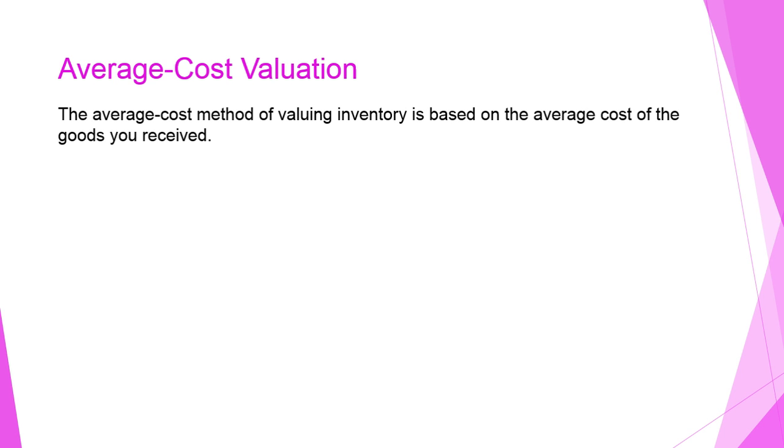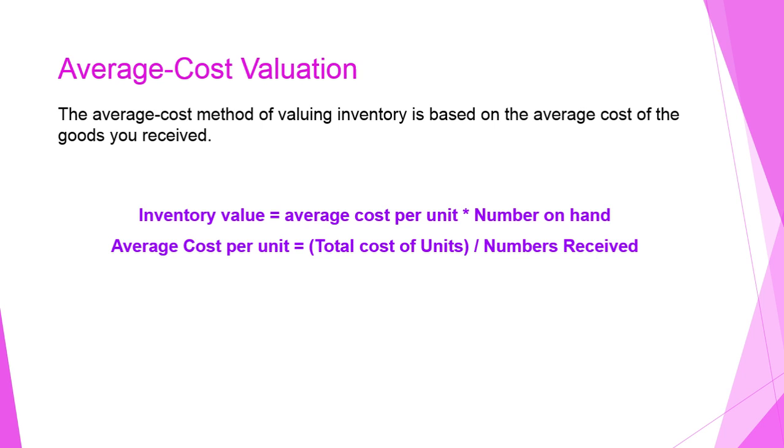The average cost method of valuing inventory is based on the average cost of the goods you received. So to find the inventory value, all we have to do is get the average cost per unit and multiply it by how many items we have on hand. And to find the average, you should know this from Algebra 1 or even pre-algebra. To find the average of a set of numbers, we simply add up all the numbers, or in this case, the total cost. We add that all up and then we divide it by how many numbers there are, or in this case, how many items we received.